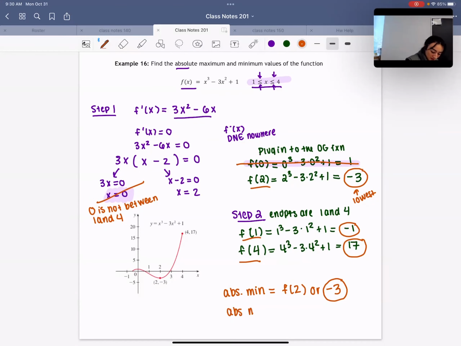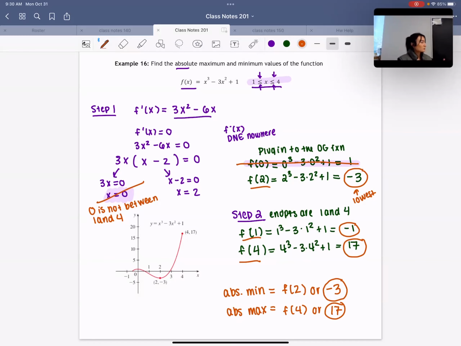What's my absolute max? 17, good. We can either say f of 4 or we can say 17. You cannot say x equals 4 or x equals 2 because those are x values, right? Our answer is always a y value. Okay, so we applied the closed interval method to find the absolute min and the absolute max of my function.